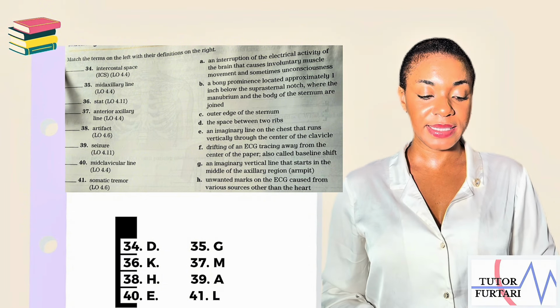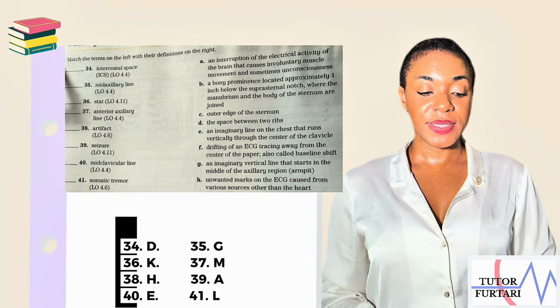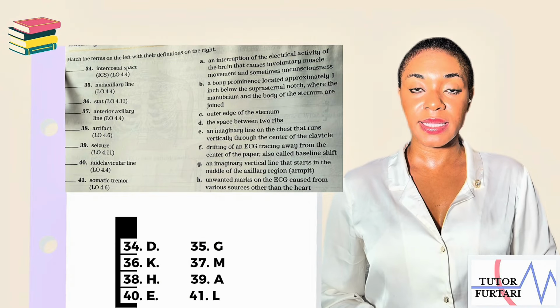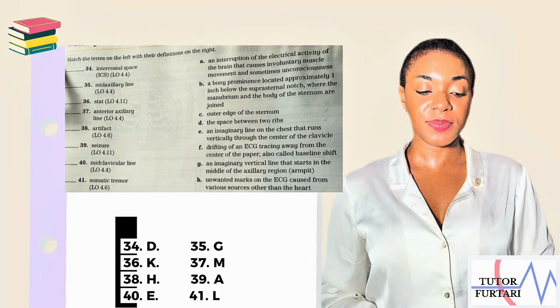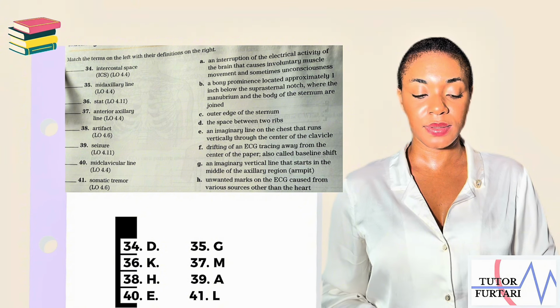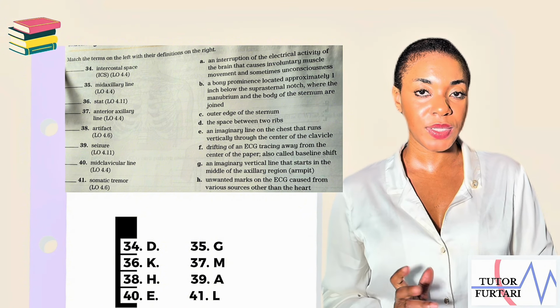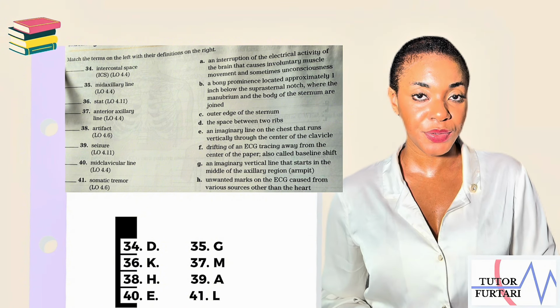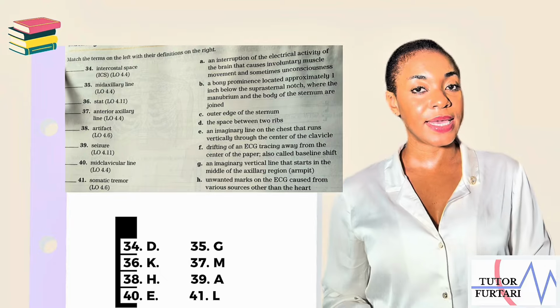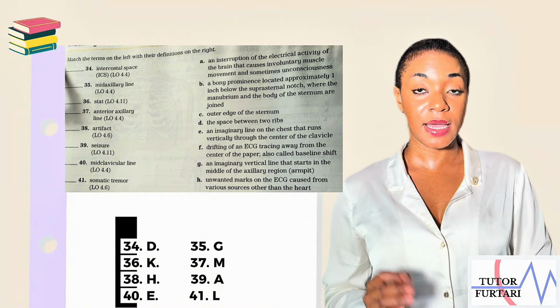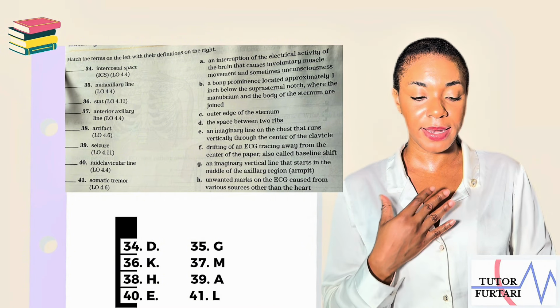38. Artifact. The answer is I. Unwanted markings on the ECG tracing caused by electrical source. And when it is electrical, what type of artifacts are we referring to? Correct. AC artifact. AC interference. My bad.